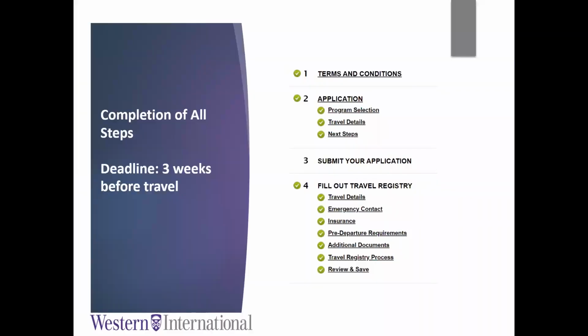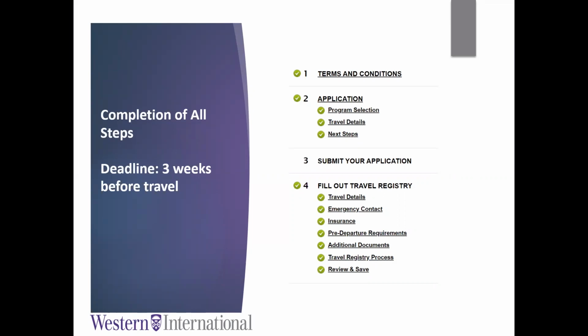And this is what it looks like when you complete all steps. So you can see that there are two sections. The first section is called an application. So this is the application for your travel registration. This is not your application for your internship. Okay. So it will take you 5 minutes to complete the application, and then you submit your application.